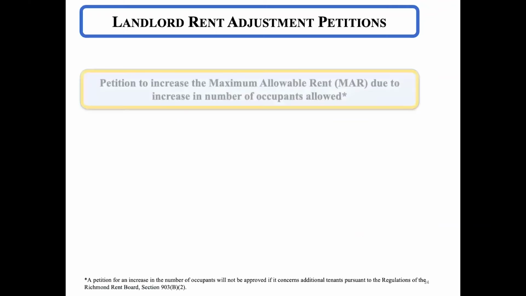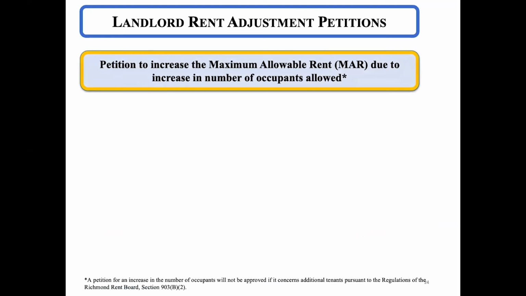So these are the landlord rent adjustment petitions. First one is the petition to increase the maximum allowable rent due to an increase in the number of occupants allowed. And that asterisk there at the bottom, it just says the petition for an increase in the number of occupants will not be approved if it concerns additional tenants pursuant to the regulations of the Richmond Rent Ordinance, section 903B2. I think what that is referring to is if there are additional occupants who are specific types of family members, then the landlord would probably not get an increase.